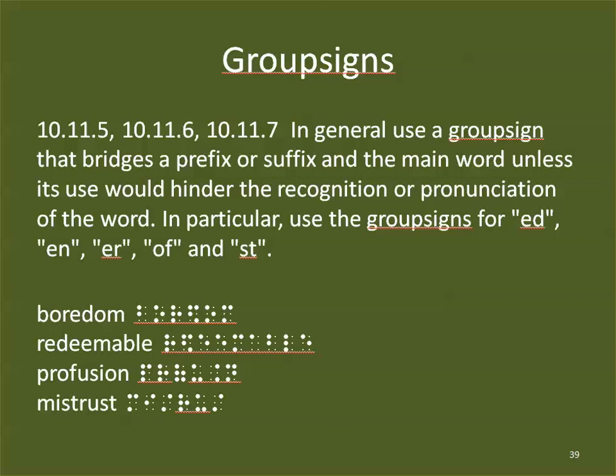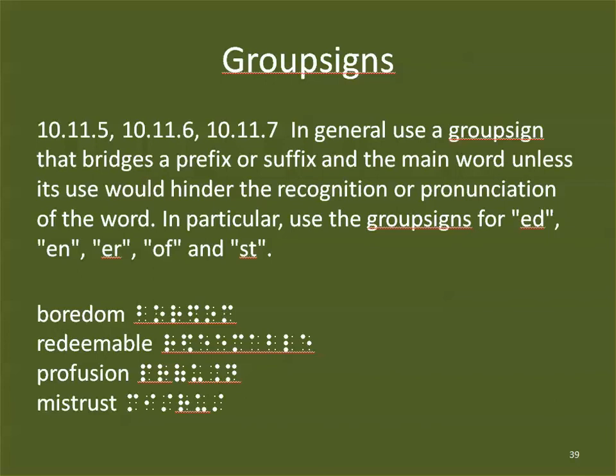In general, we use the group sign that bridges a prefix or a suffix and the main word unless its use would hinder the recognition or pronunciation of the word. In particular, use the group signs for ED, EN, ER, OF, and ST. We've already seen that in action in some previous examples, but here are some more.